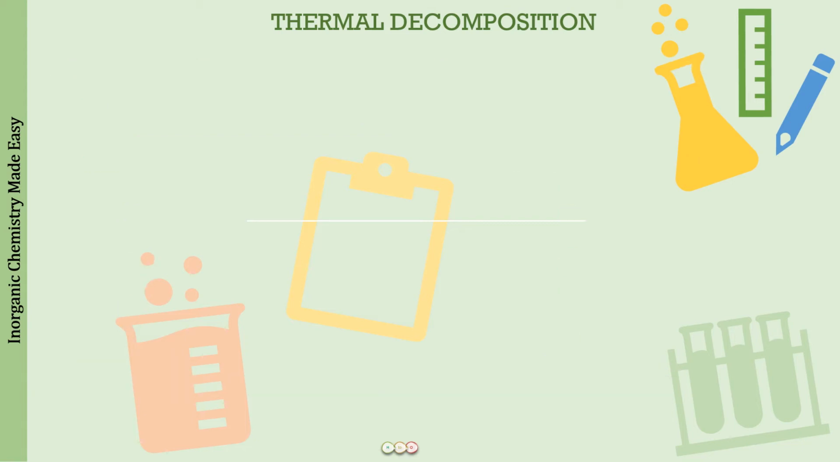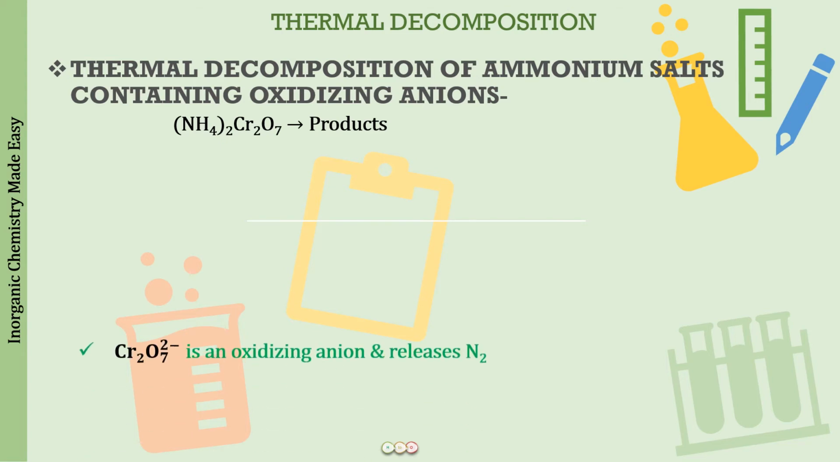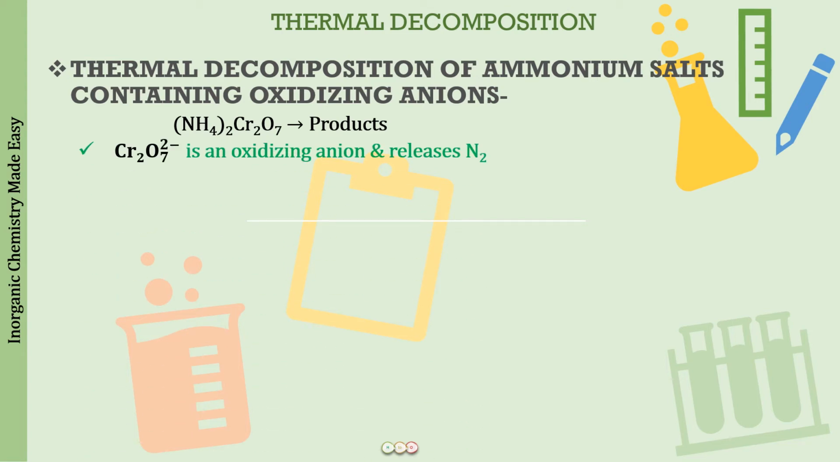So now let us learn first of all the thermal decomposition of ammonium salts containing oxidizing anions. Alright, so how are we going to learn the product which is going to be formed by the thermal decomposition of, for example, ammonium dichromate? Right? So I do not want you to mug up the products that are going to be formed. I am making your study easy by giving you an understanding of how to write the products without mugging up the reaction. So first of all, what you have to do is identify which is the anion that is present.